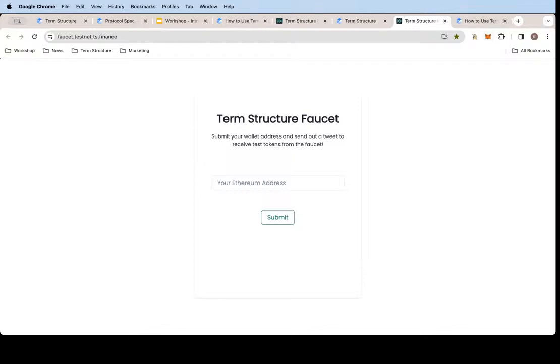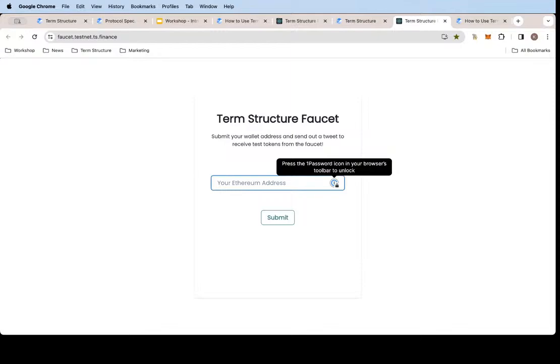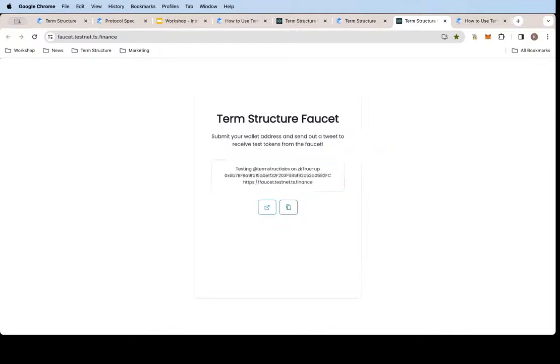Just a reminder, each Twitter account and each wallet address can only request tokens once, so please be aware of that. What you need to do is simply copy the wallet address here, paste it in the field, and go ahead and click submit. Then you can either click this pop-up icon to send the tweet, or you can copy it and do it by yourself. For me, I'm just going to click the pop-up icon.